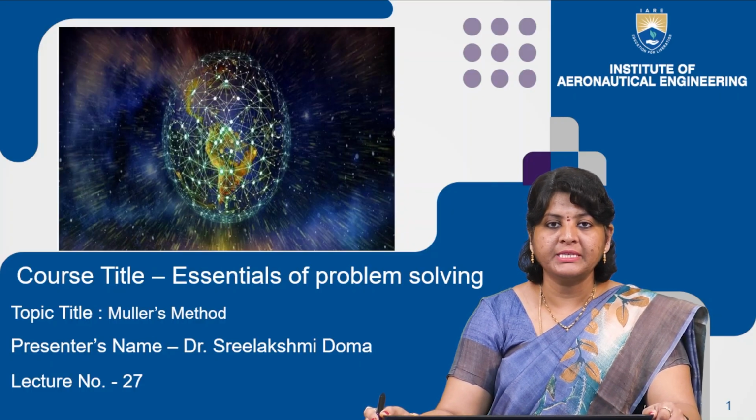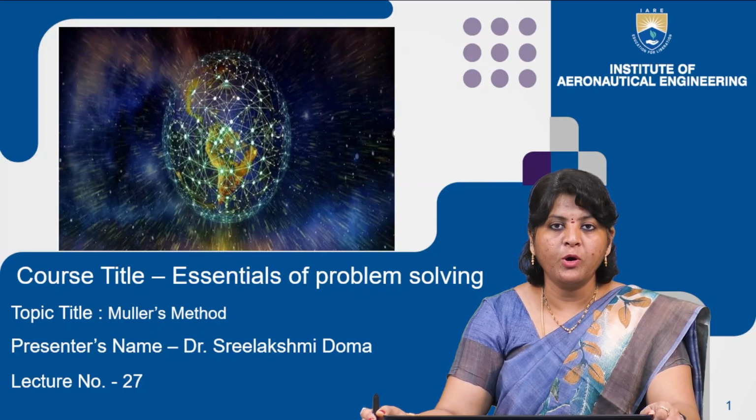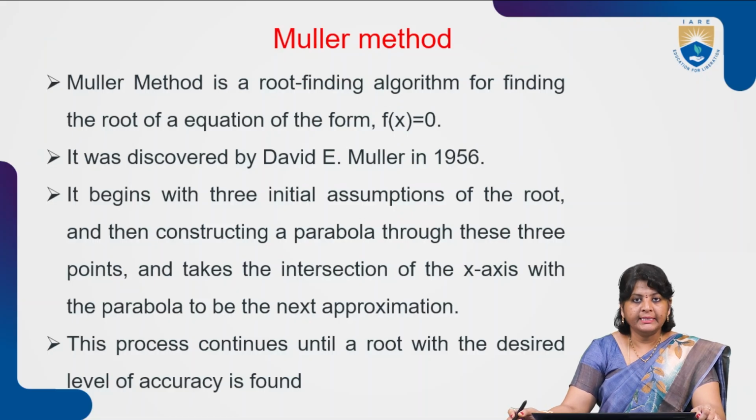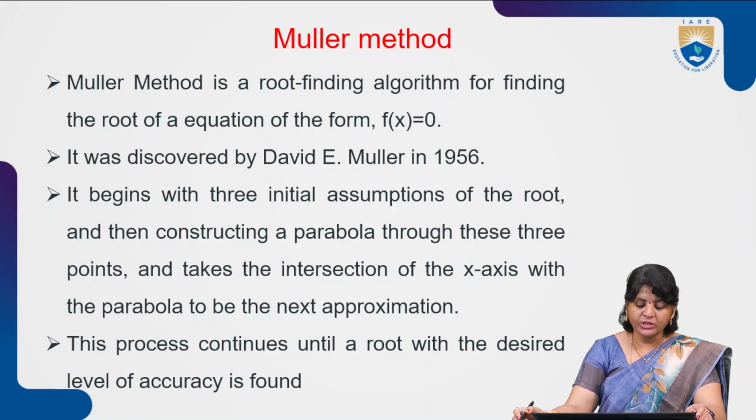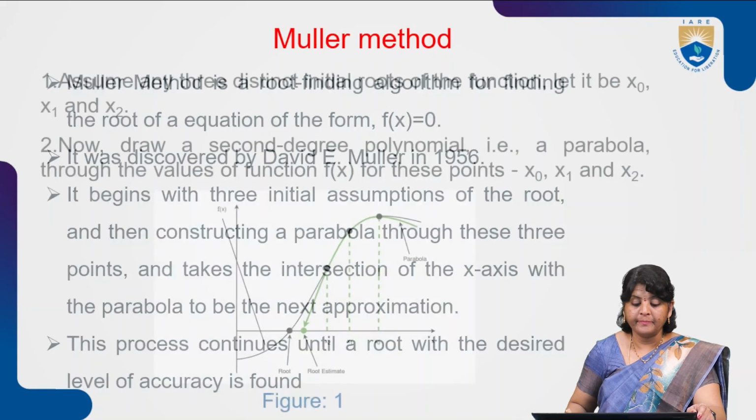In this session, I am going to discuss Muller's method, which is used to find the root of a given polynomial. Muller's method is a root finding algorithm for finding the root of an equation of the form f of x is equal to 0. It was discovered by David E. Muller in 1956. It begins with three initial assumptions of the root, then constructs a parabola through these 3 points and takes the intersection of the x-axis with the parabola as the next approximation. This process continues until a root with the desired level of accuracy is found.